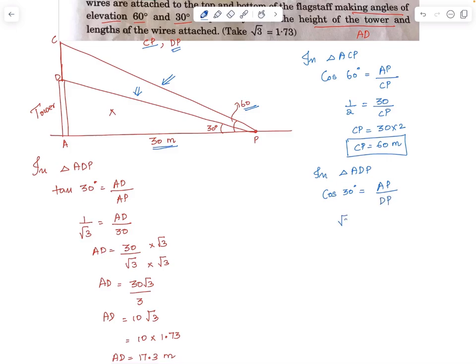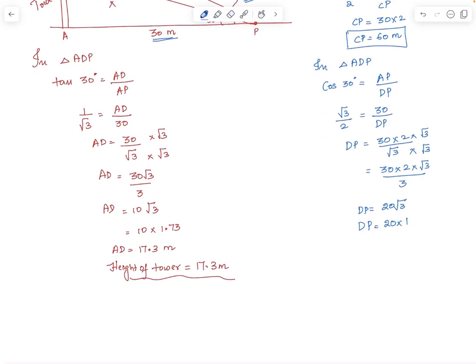Cos 30 is root 3 by 2, which is equal to AP, 30, upon DP. So DP is 30 times 2 upon root 3. Rationalizing this, we get 20 root 3. Substituting the value for root 3 as 1.73, we get DP as 34.6 meters.